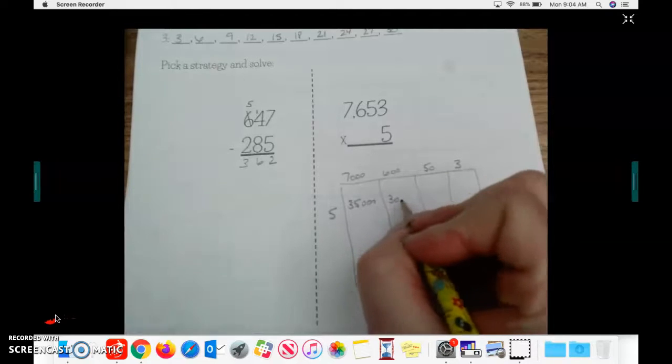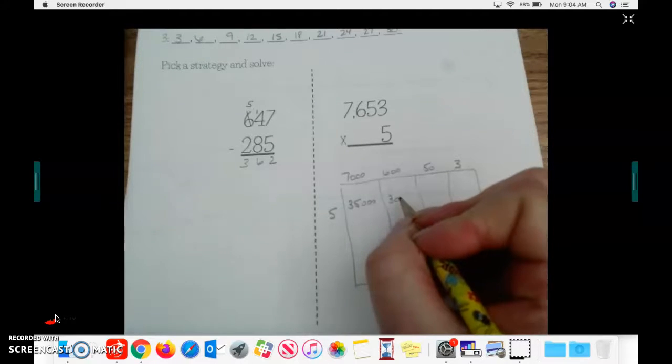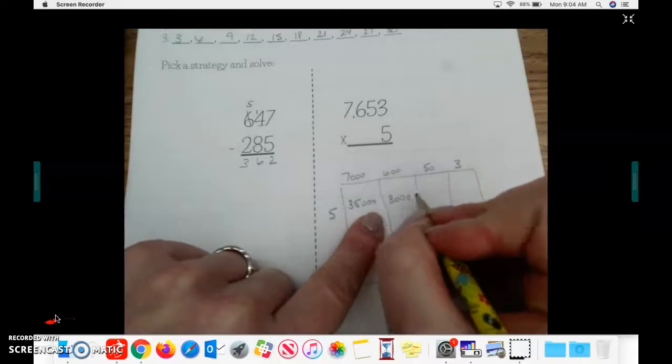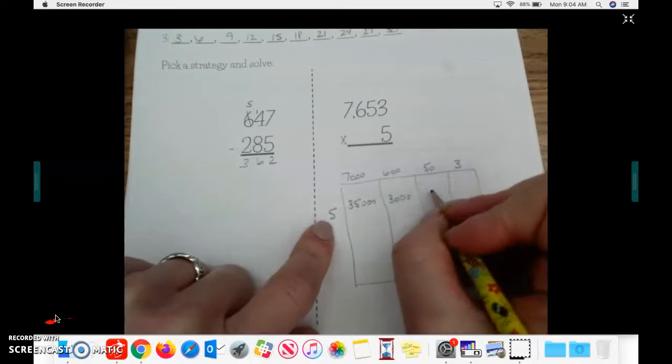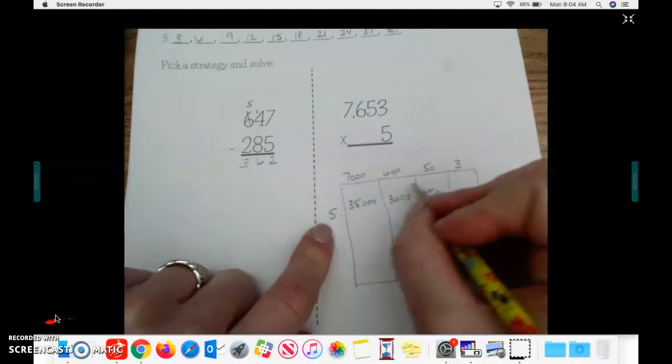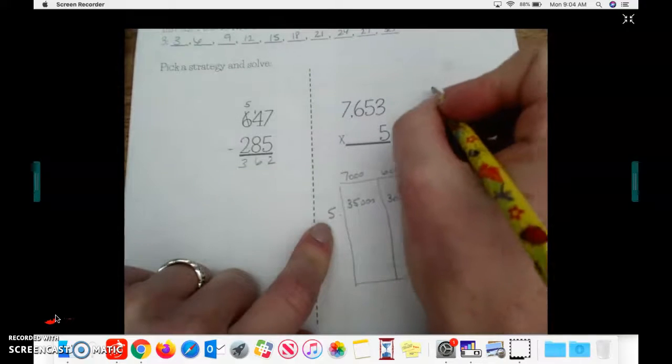Now don't get confused when we have this 0 here, because this actually doesn't count. I still need to add 2 additional zeros. And then 5 times 5 is 25, and 1 zero, and then 5 times 3 is 15.